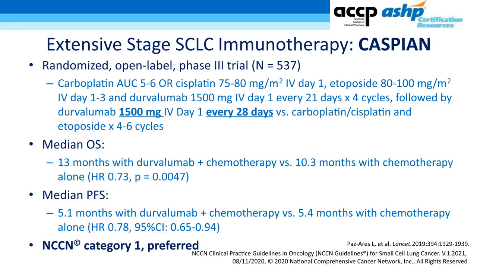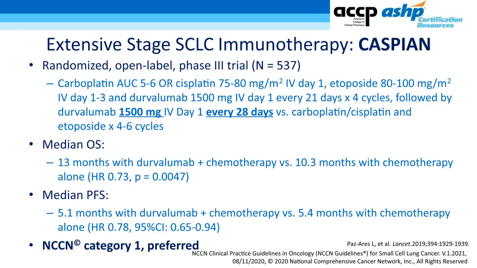The second trial evaluating immunotherapy in the small cell lung cancer space is the Caspian Trial. This was a randomized open-label phase 3 trial where they looked at platinum combination with etoposide. However, you'll note that this particular study allowed cisplatin in combination with etoposide. They partnered the immunotherapy agent of choice, durvalumab, in combination during the first 4 cycles at 1,500 milligrams every 21 days. This was followed by durvalumab at the same dose, however, the interval was extended to every 28 days, versus a comparator arm of carboplatin or cisplatin in combination with etoposide for 4 to 6 cycles.